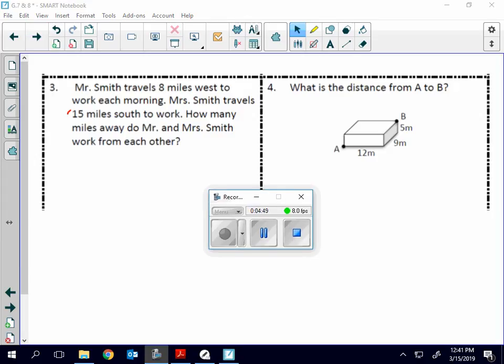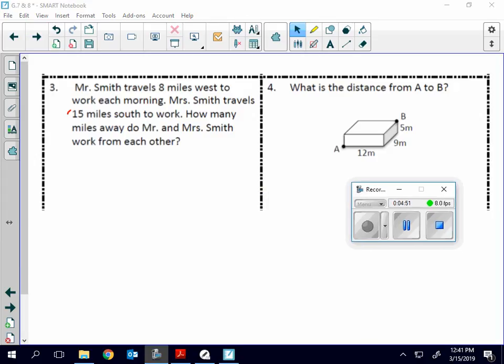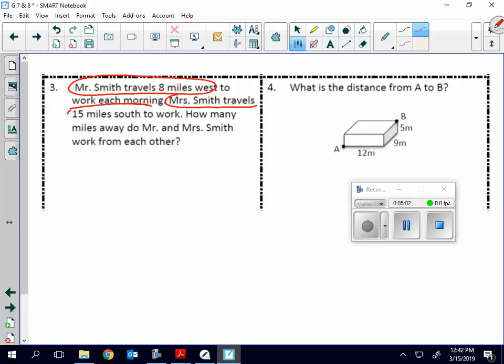All right, number 3. Mr. Smith travels 8 miles west to work. So Mr. Smith goes 8 miles west. Mrs. Smith travels 15 miles south. How many miles away do Mr. and Mrs. Smith work from each other?